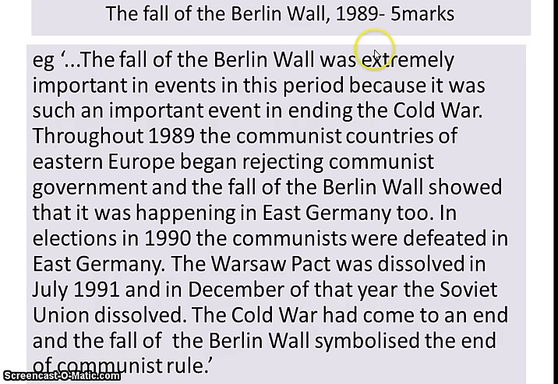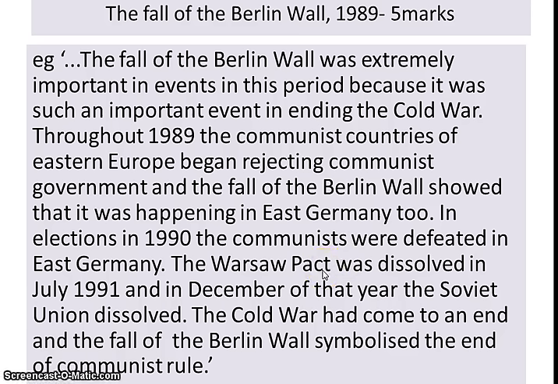So, for example, throughout 1989, the communist countries of Eastern Europe began rejecting communist government, and then link this, and the fall of the Berlin Wall showed that this was happening in East Germany too. That was a central hotbed for the development of communism ever since 1948. So I'm making a link there, the same way I do in the next section. In elections in 1990, the communists were defeated in East Germany.